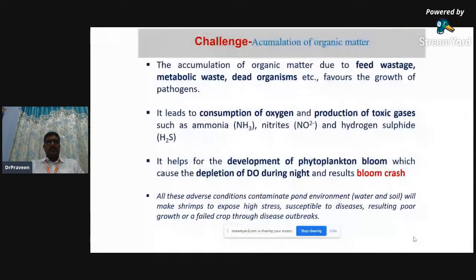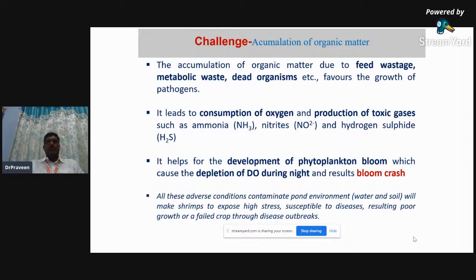Challenge, and as we discussed, accumulation of organic matter is the biggest challenge, the mother of all the problems. This organic matter is due to feed wastage, metabolic wastage, and dead organisms which settle in the water. All these may favor the growth of pathogens such as Vibrio. So the accumulation of organic matter is the biggest cause for all the issues.